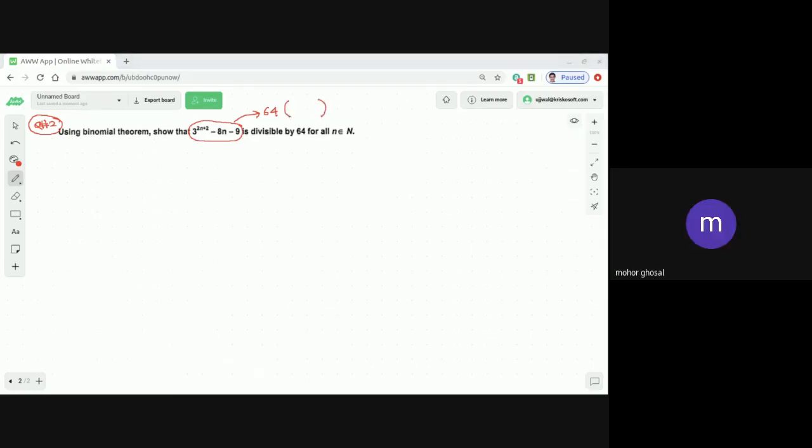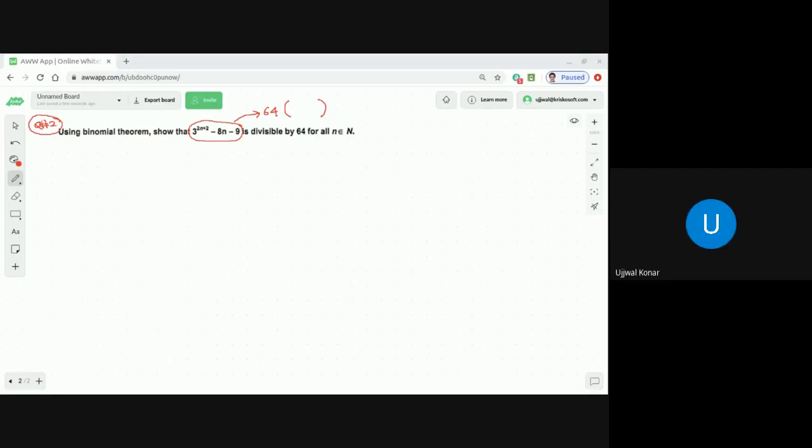So how can you do it? You need to deep dive into that 9. What does 64 mean? 8 square. 64 has no relationship with 9, so it is 8. Then we need to think whether we can make 9 in terms of 8 or not. You see, there is 3 power 2n plus 2. That means 3 square power n plus 1, that is 9 power n plus 1. That means 1 plus 8 power n plus 1.